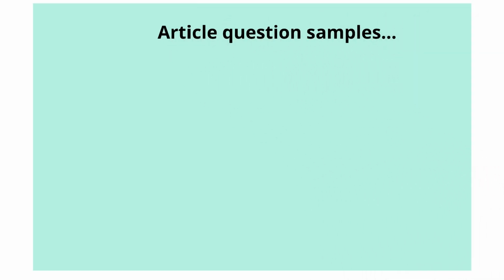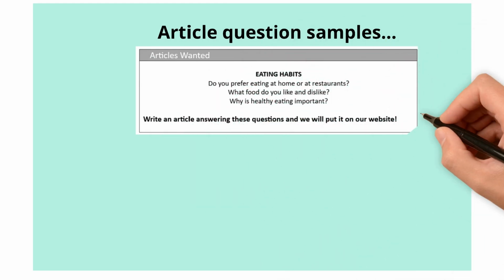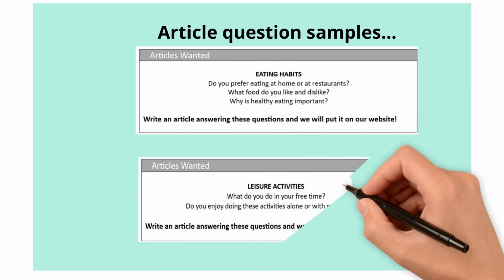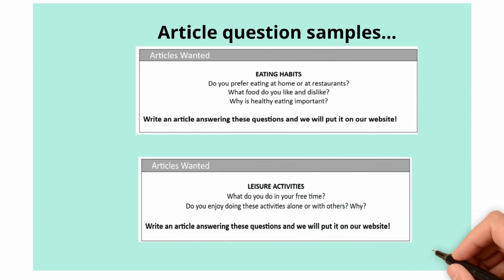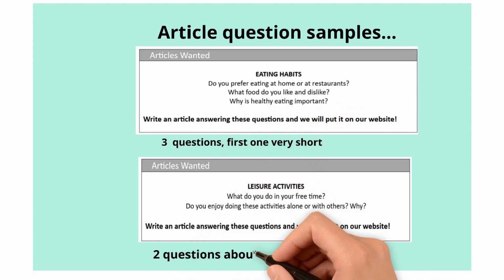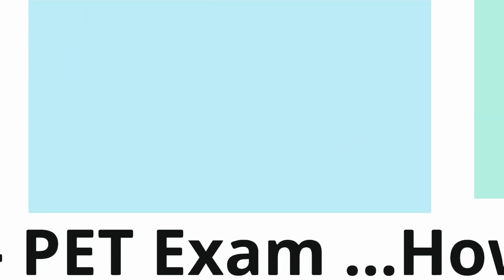So let's have a look at the article questions. Our first topic is eating habits, and we can see there are 3 questions in that article. Our second article, the topic is leisure activities, and there are only 2 questions. So sometimes the article can have 3 questions, some articles may only have 2 questions. And we are usually writing for an English language magazine or website.